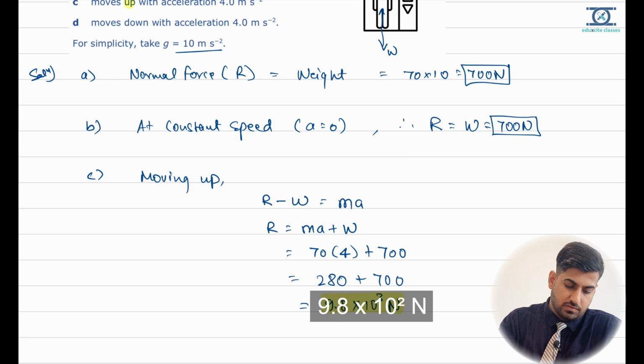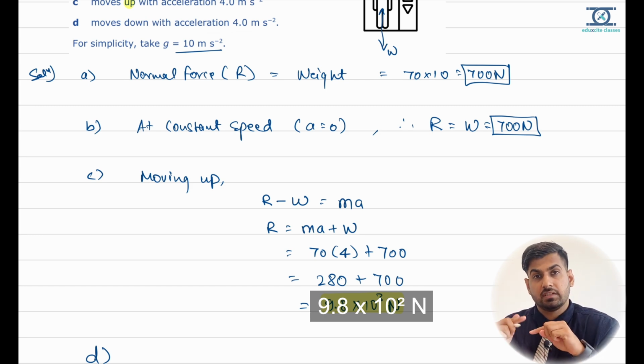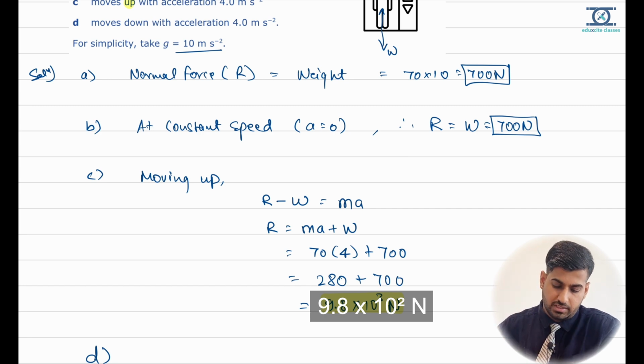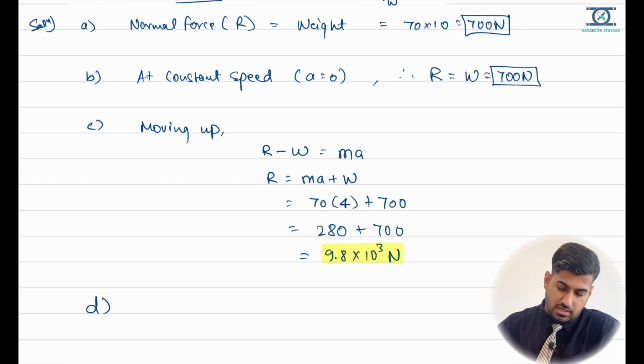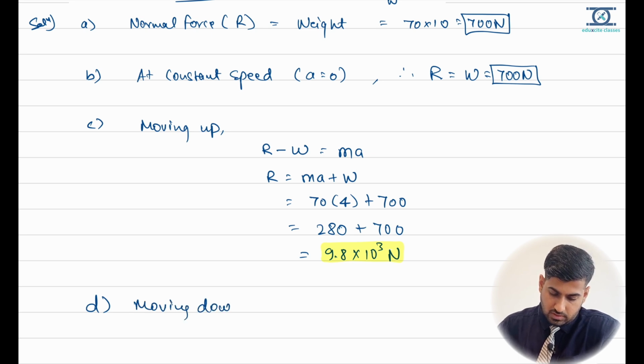So this is the answer for the C part, and then the D part is asking, it is moving downward with acceleration 4. So just now it is moving downward, so my driving force will be the weight and the resistive force this time will be the normal reaction. So I can write moving down, it will be W minus R equals MA.